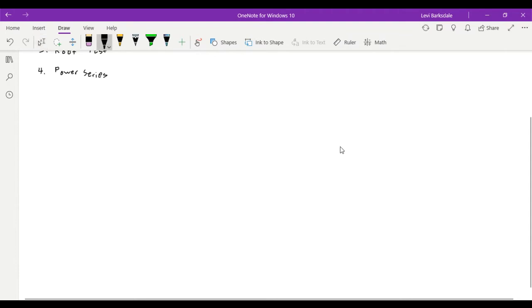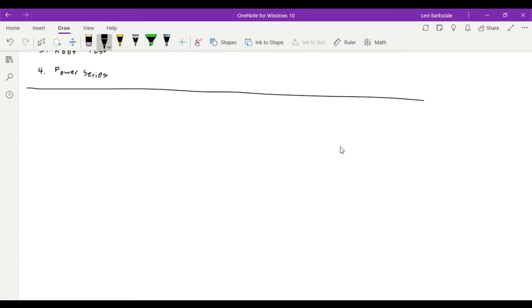First off, we'll start with the alternating series test. This is a bit of a review. I covered it last week, but we'll go over it again because it is important, especially when you get down to absolute versus conditional convergence. So with an alternating series test, as the name implies, you need to use it on an alternating series.